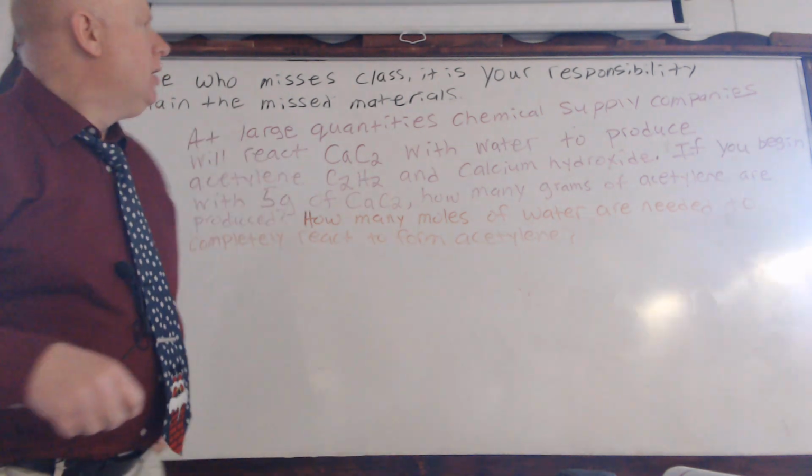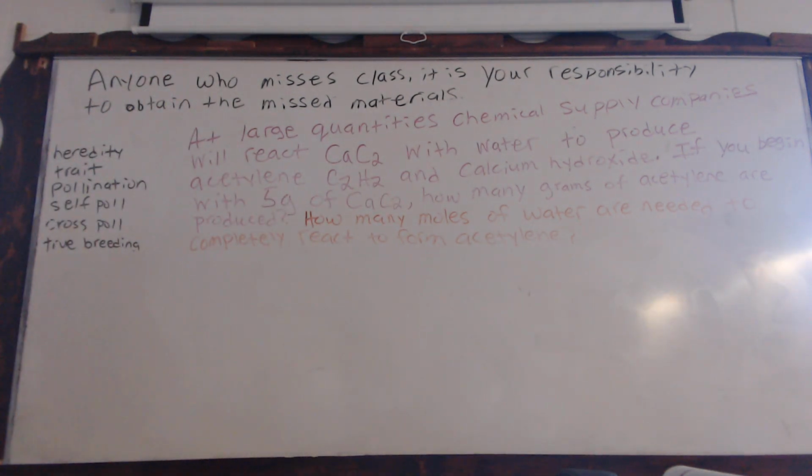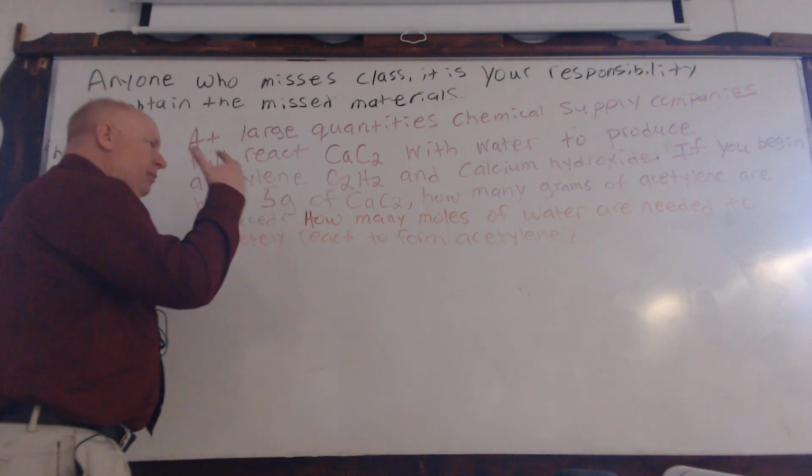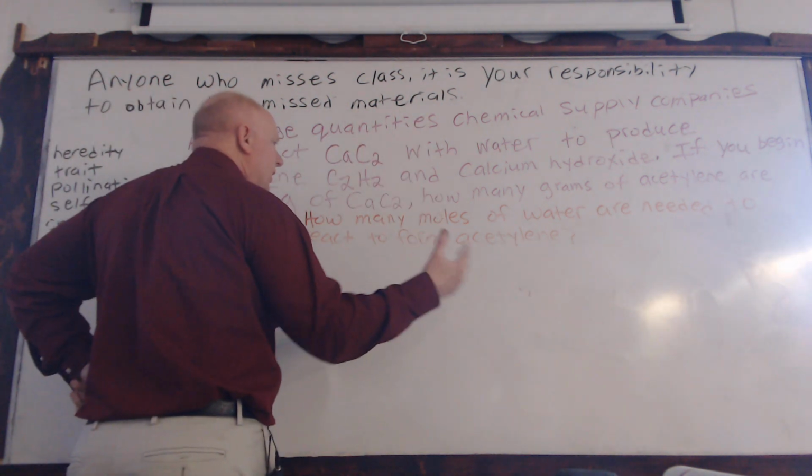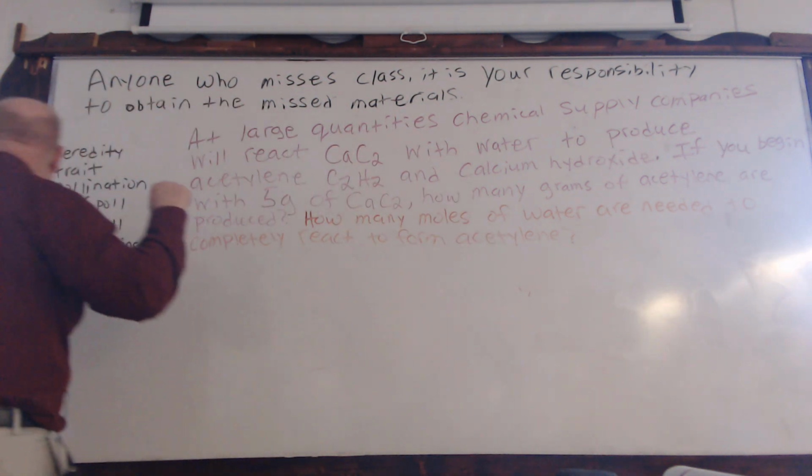All right. So, at large quantities, chemical supply companies will react calcium carbide with water to produce acetylene and calcium hydroxide. If you begin with 5 grams of calcium carbide, how many grams of acetylene are produced? And part B, we could say, is how many moles of water are needed to completely react to form this acetylene. So we might be looking at some of these terms that we're saying, well, what compound is which? We'll just do a process of elimination.